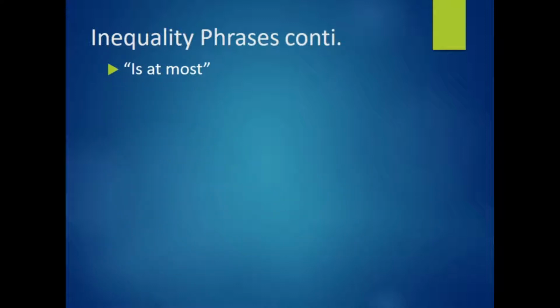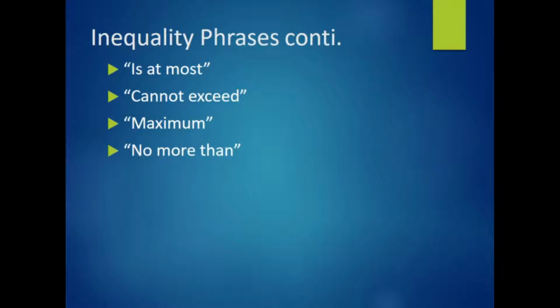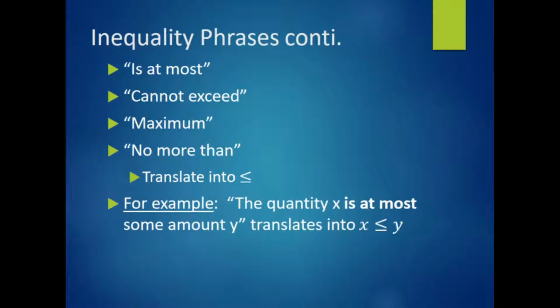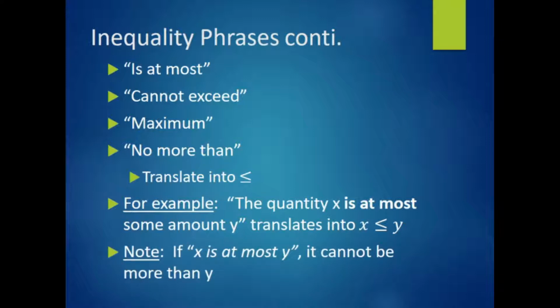Some other phrases could be is at most, cannot exceed, maximum, no more than, and each of these three express the following inequality, which is less than or equal to. The example for this, the quantity x is at most some amount y, translates into x is less than or equal to y. A note here states that if x is at most y, it cannot be more than y.